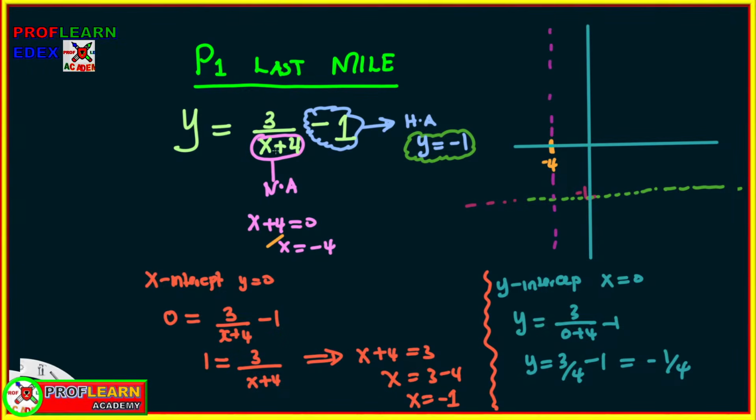Yeah, so the vertical asymptote is x is equals to minus 4. The horizontal asymptote is y is equals to negative 1. Then we have the x-intercept, y is equals to 0. So if we multiply this, it becomes 1 here. So we shall have x plus 4, and that becomes minus 1. And for the y-intercept, x is equals to 0.